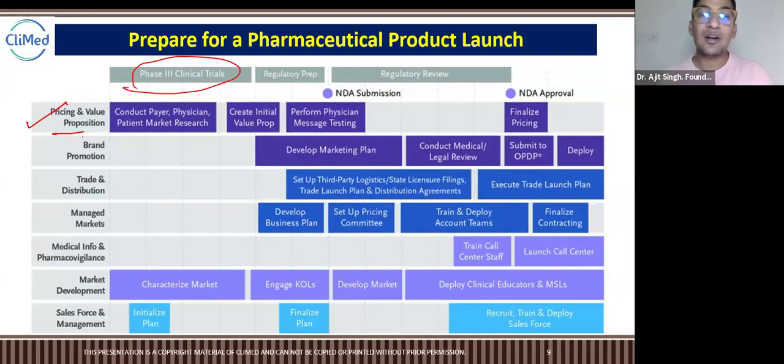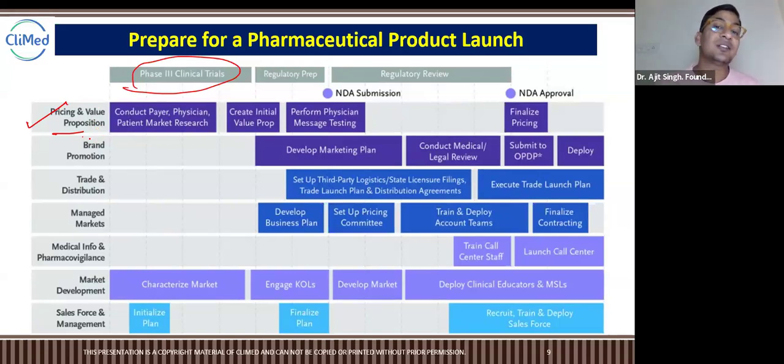There are a lot of marketing strategies that I'll tell you tomorrow. Tomorrow I will take a 20-minute class on pharmacoeconomics and Bayesian theory. That's very, very interesting, guys. And how do we calculate the pricing? That I'll take tomorrow. So pricing and value proposition.